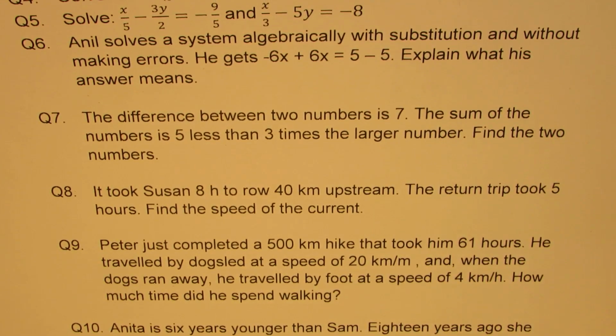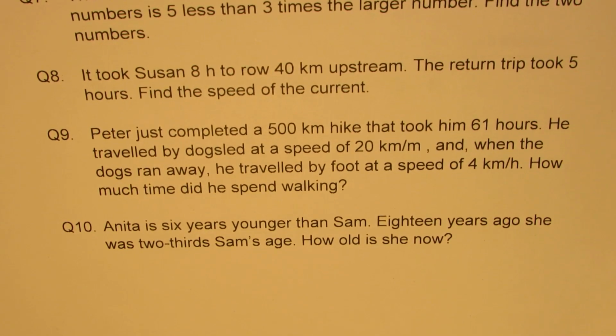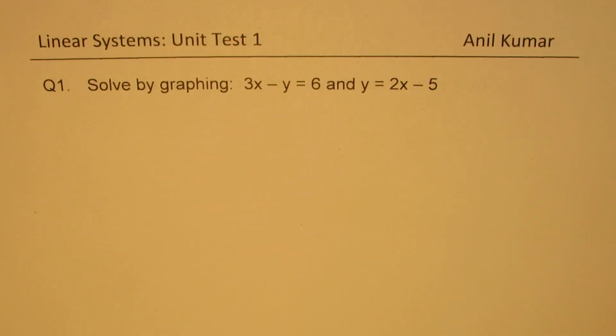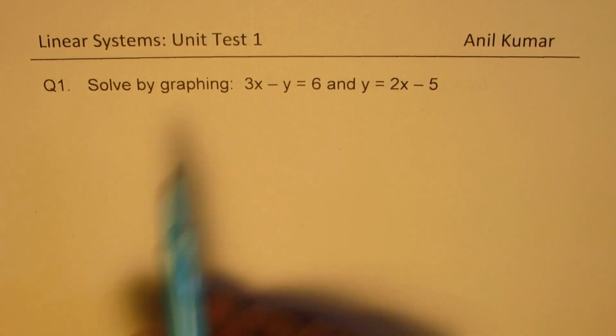So you need to define variables. Always use two variables for linear systems. Write down your equations, solve them using a method of your choice. Correct? So let's begin with the solution of question number 1, which is solved by graphing.